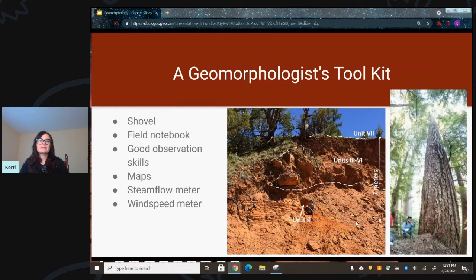Here's some pictures of some field work that I've done. In the one on the left, I'm mapping stratigraphy of sediments in the deserts of southern Utah. And in the one on the right, I'm collecting tree cores from the rainforests in the Pacific Northwest.